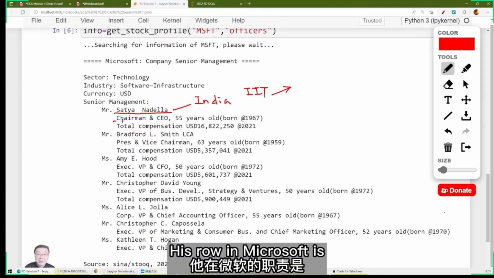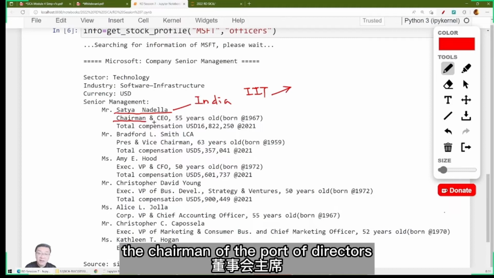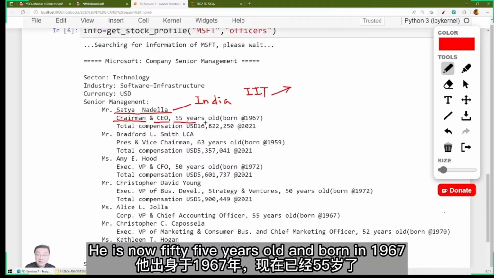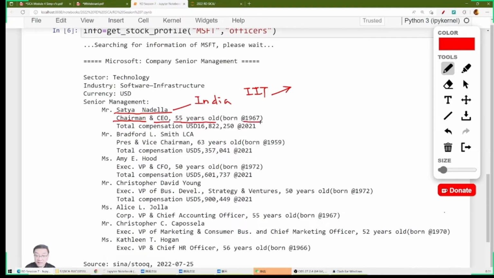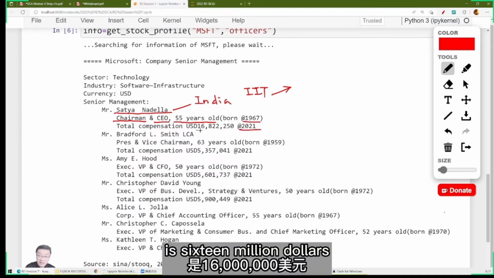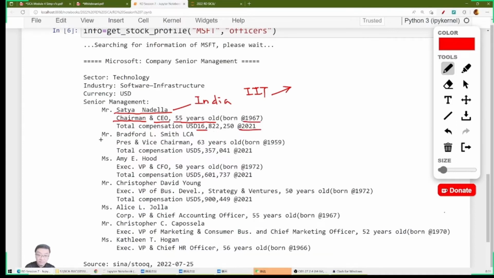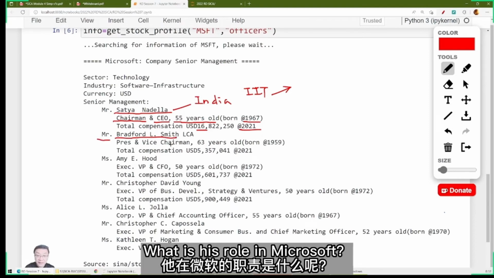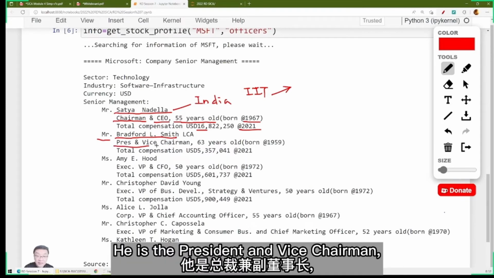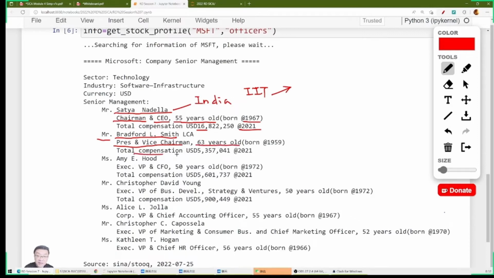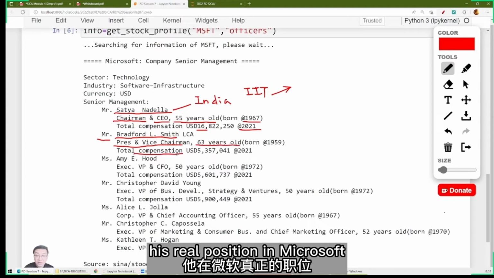His role in Microsoft is the chairman of the board of directors and also the CEO. He's now 55 years old and born in 1967. His total compensation last year is $16 million. The second guy is called Bradford Smith. What is his role in Microsoft? He's the president and vice chairman, 63 years old. From this, we don't know his real position in Microsoft.